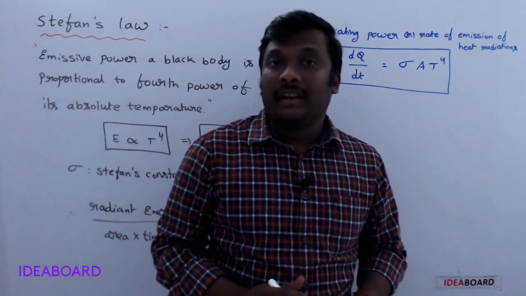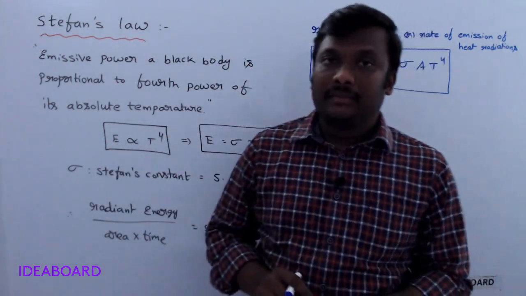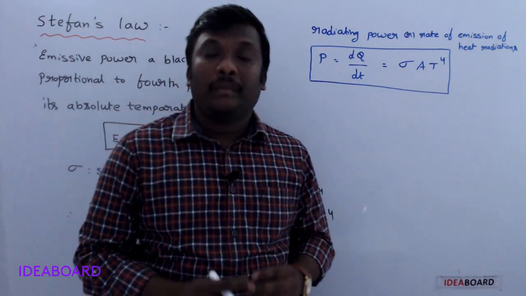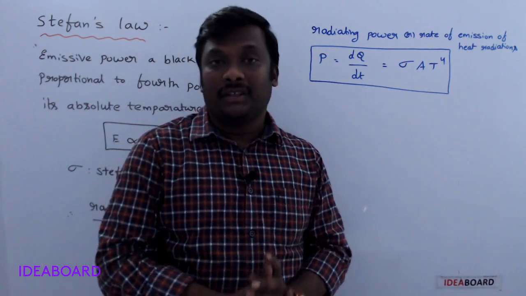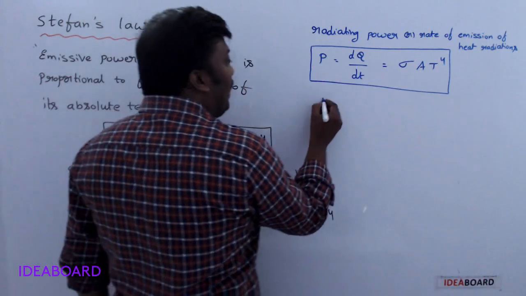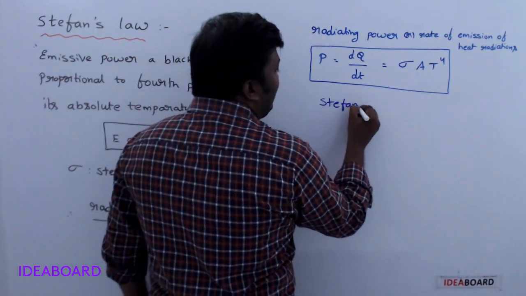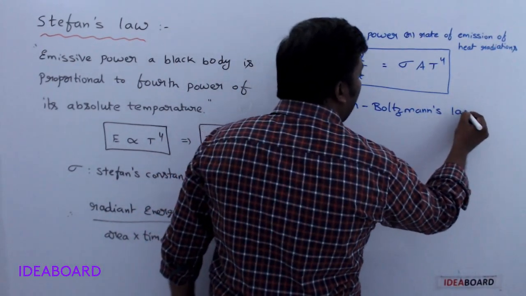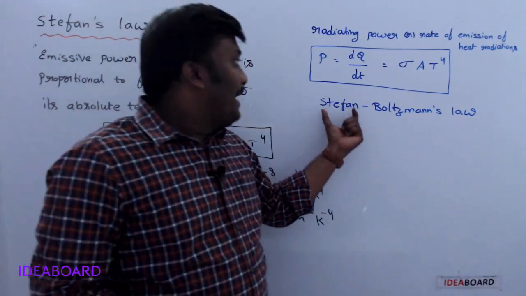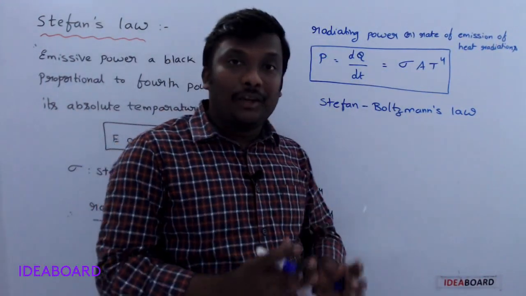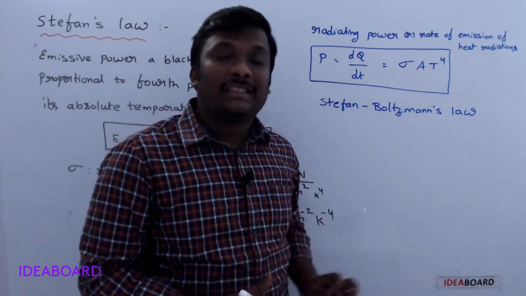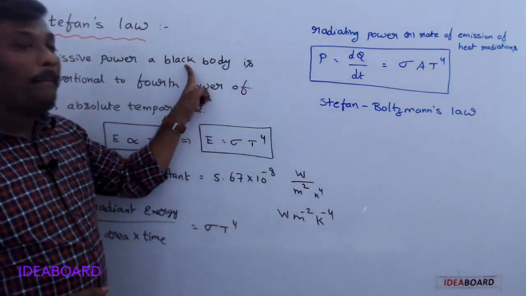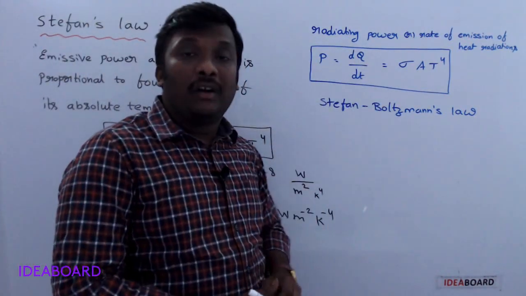Stefan derived this formula practically, but Boltzmann gave the proof of this equation using thermodynamical considerations. That's why this law is also named Stefan Boltzmann's law. Stefan practically found this formula, and Boltzmann gave the theoretical proof. This formula is applicable for black bodies only.